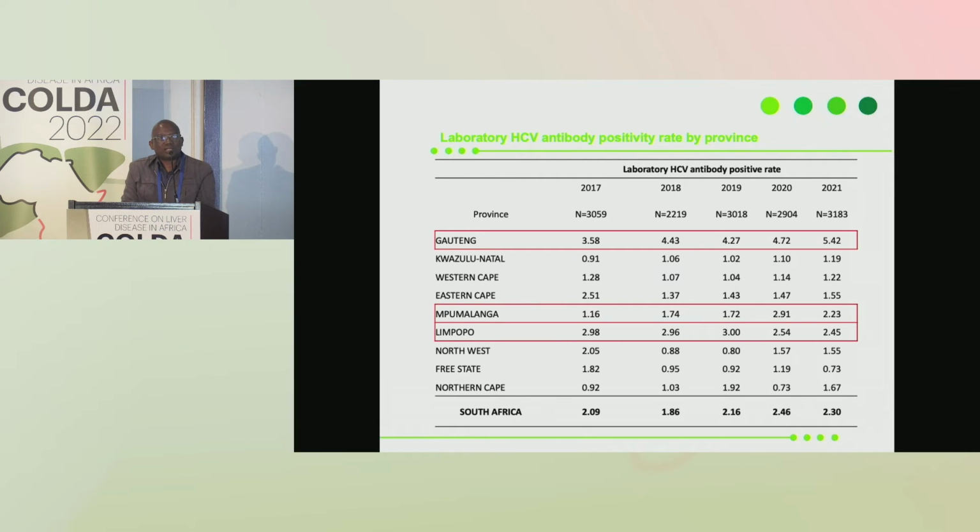We looked at this data, tried to disaggregate a little bit to see what is happening, and what we found out is that there was an increase in Gauteng province from 3.58 to 5.2% over that 5-year period. We saw that Mpumalanga also showed a little bit of increase, and the laboratory positivity rate for Limpopo looks like it was decreasing. For other provinces, you can see it just doesn't show if it's increasing or not increasing.